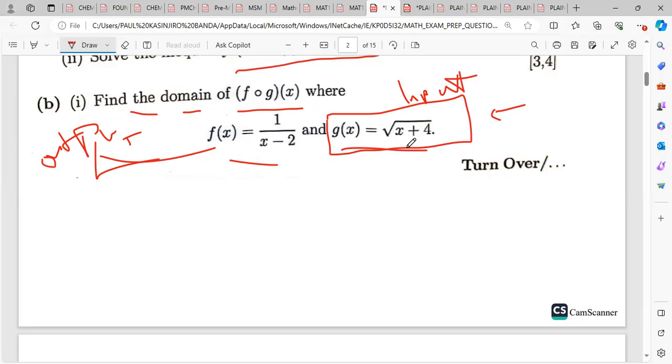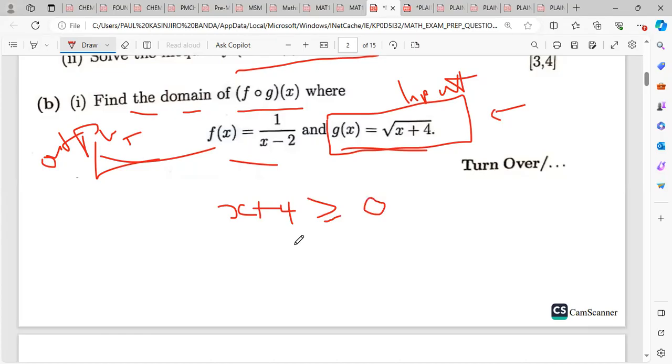And which numbers give you a root? It's always the numbers 0 and the positives. 0 and the positive numbers. You can never have a negative number. So to find the domain of g, we're going to say the number under the root there should always be equal to or greater than 0.